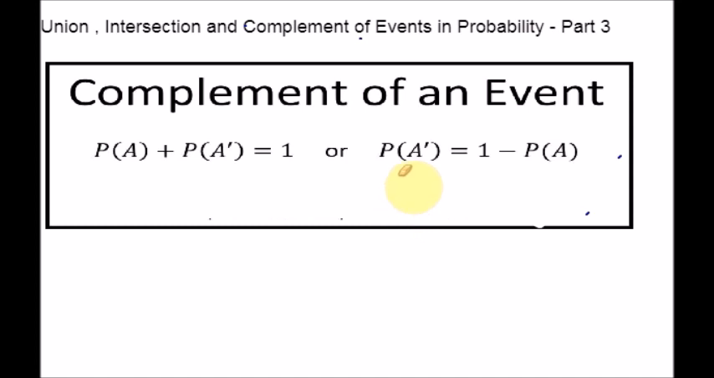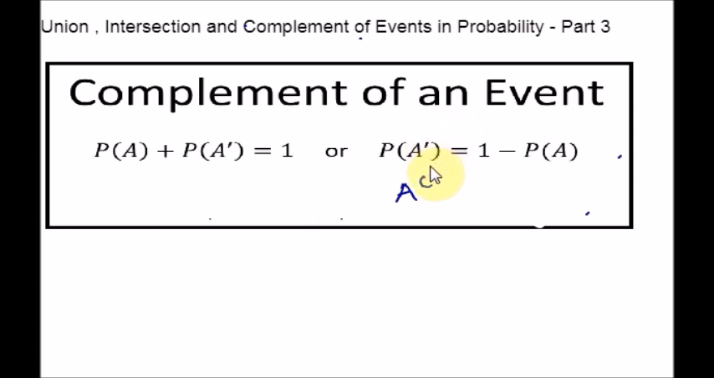The complement of an event is denoted by A dash or A raised to C. The C mentioned here denotes the word complement. The complement of an event A consists of all the elements in the sample space S that are not the elements of set A. It is denoted by A^C, or A complement, the A dash.